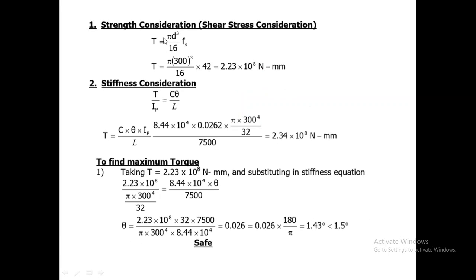So directly you can calculate the torque again with respect to the two parts of the equation. The first part of the equation is based on strength, where we have shear stress. The diameter is there, the shear stress is given, so calculate the torque. Similarly, the other part of the equation is the stiffness part, T by J is equal to G theta by L. All the values are known, so again you can calculate the torque.